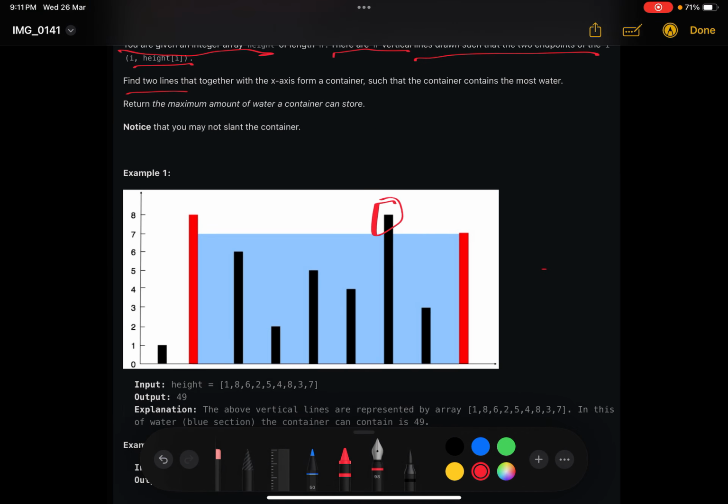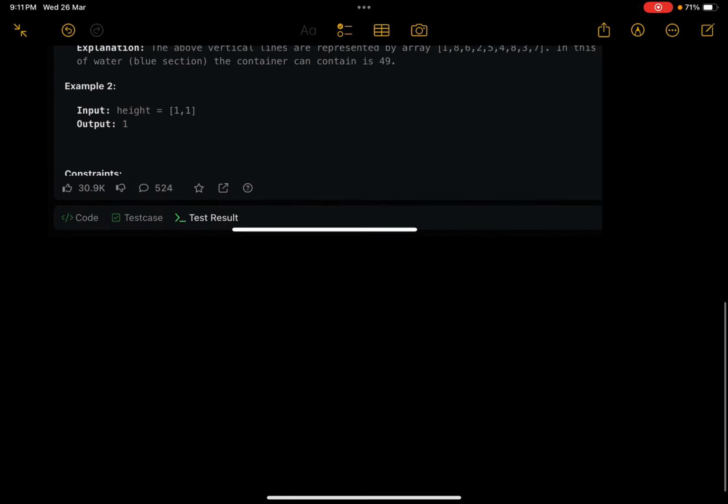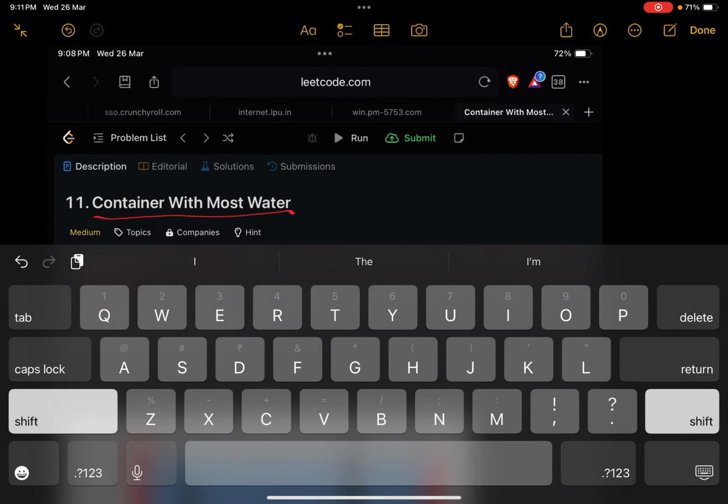So the given test case is this. I will explain using this test case only. So first thing, I need to find the area. How to find it? I will take another test case to explain first how to find the area.